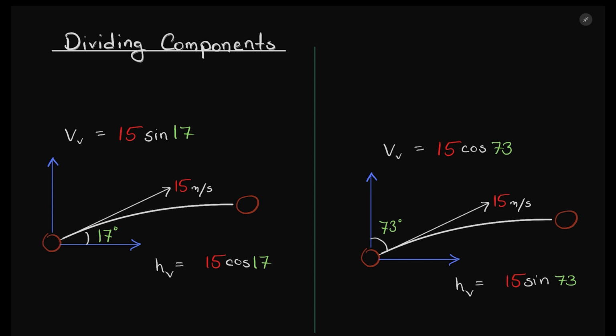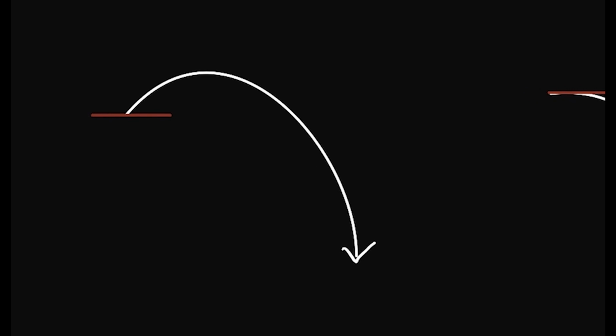That's a neat trick. By the way, in the calculator, 15 sine 17 and 15 cos 73 have the same value, so you can pick whatever angle you want. Also remember, horizontal doesn't always mean we have to use cos. The horizontal component can be cos or sine. That is dependent on the angle position. Now let's jump into the first type of question.